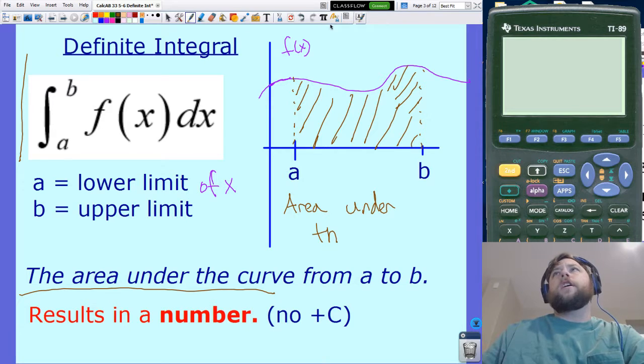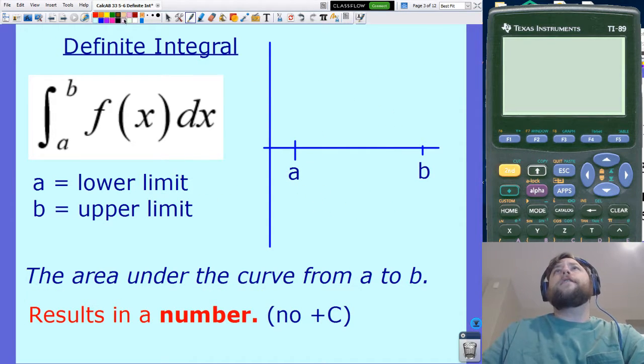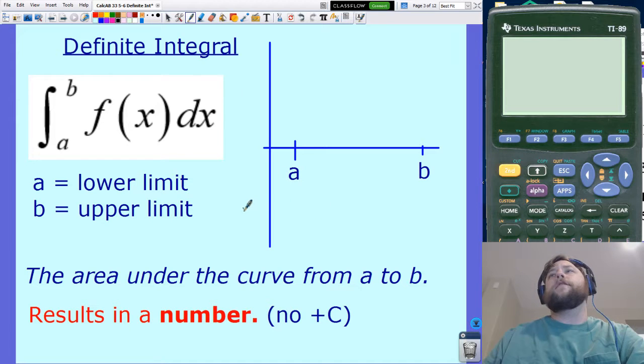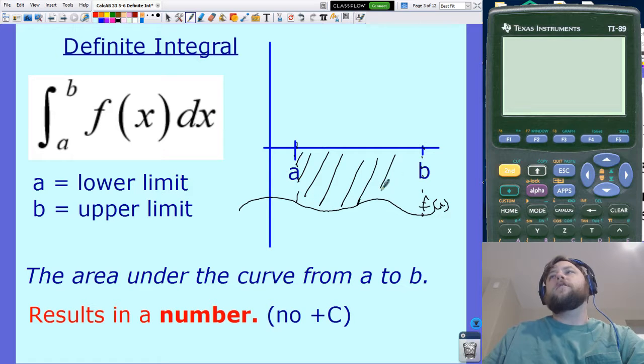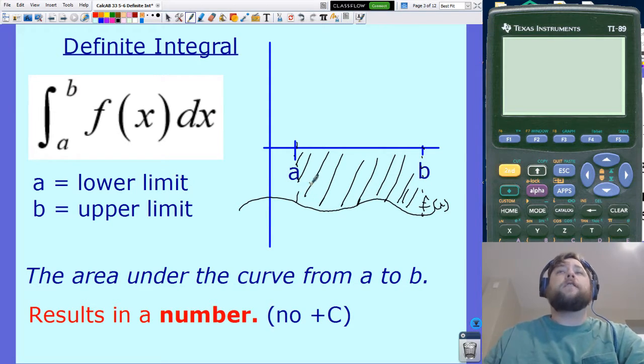Another thing I want to talk about while we're looking at this, I'm going to erase this, is that the area can be positive or negative. If my function f of x is down here instead, the area under the curve is basically the area between the function and the x-axis. All this area will actually be negative area, but that's okay. You can have negative area.